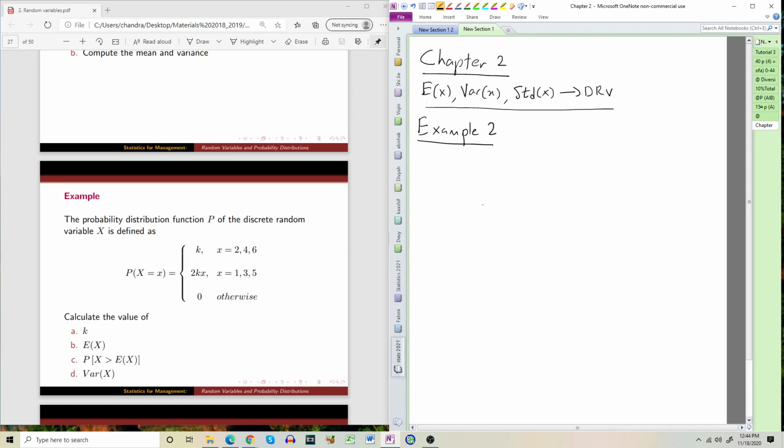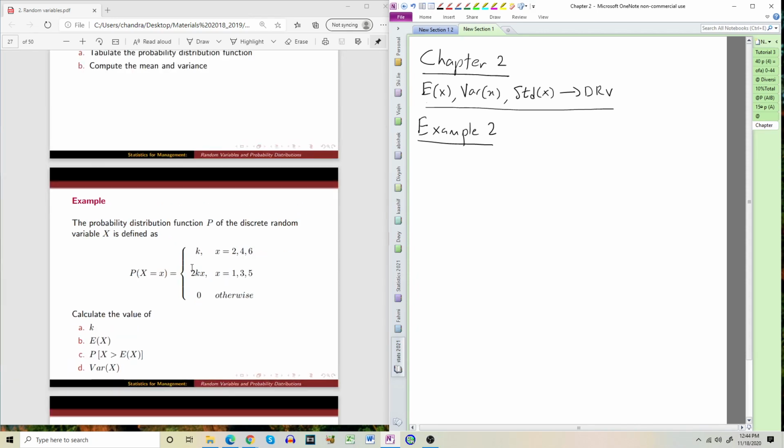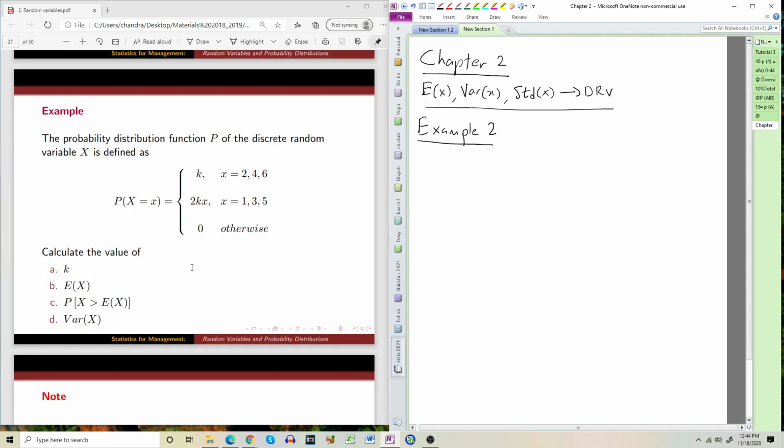Now the probability distribution function P, this is a probability distribution function, a normal one, of a discrete random variable is given. Calculate the value of K. So for us to find K, the summation of all the probabilities is 1.